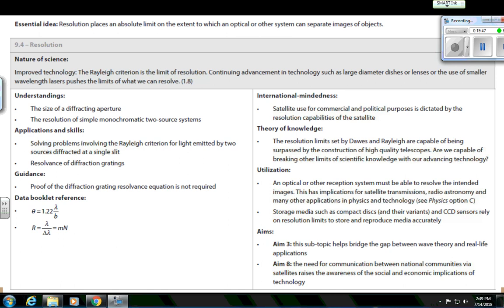Okay, let's take a look at the syllabus here, make sure we covered everything. We did talk about the size of a diffraction aperture and the resolution of simple monochromatic two-source systems. Basically, it's all about resolution. Can you solve problems with the Rayleigh criterion for light emitted by two sources, diffracted at a single slit? That's the equation we were working with. And do you understand the resolvance of diffraction gratings? That's the second equation. We talked about both the equations. Should be good. Let me know if you have questions.